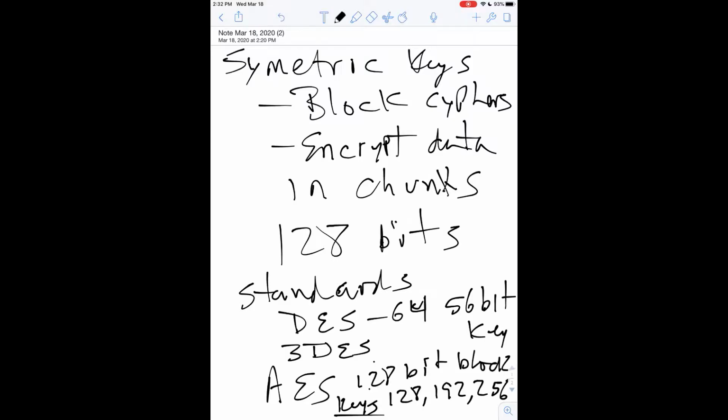So AES is our current standard, and I'll be honest, anything you use today should be using AES. AES was developed in the late 90s, early 2000s, so there's no reason for companies to not use AES in today's market.